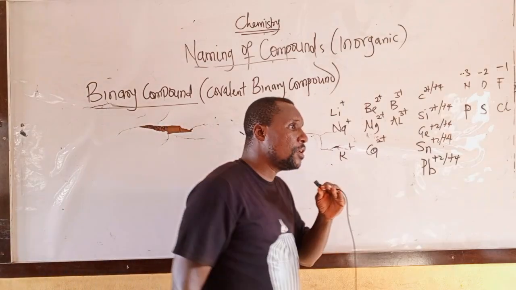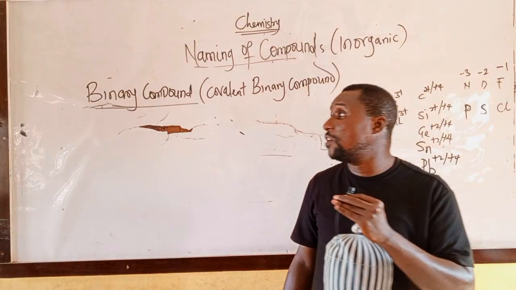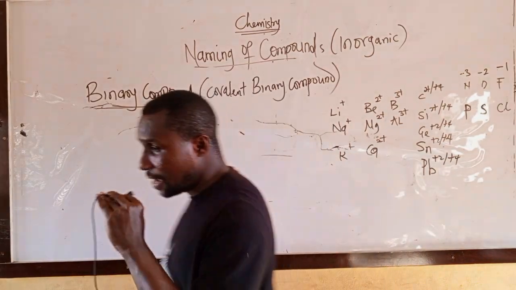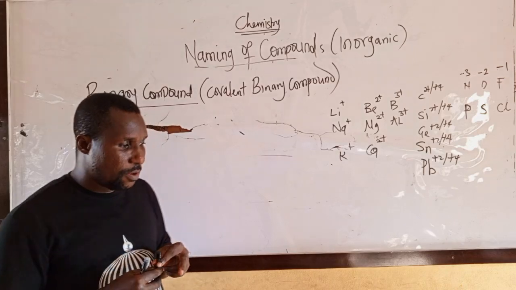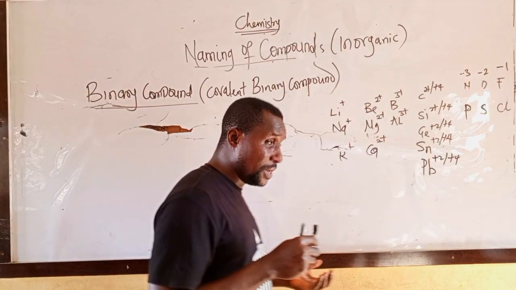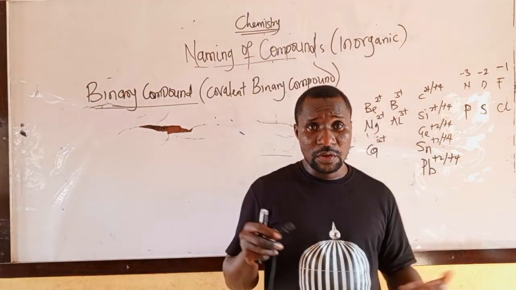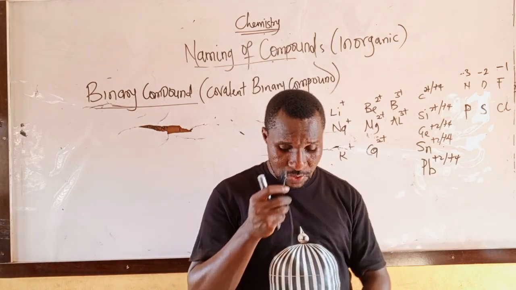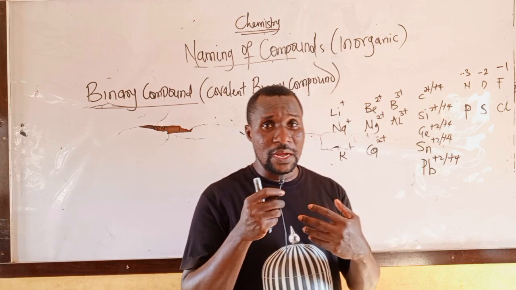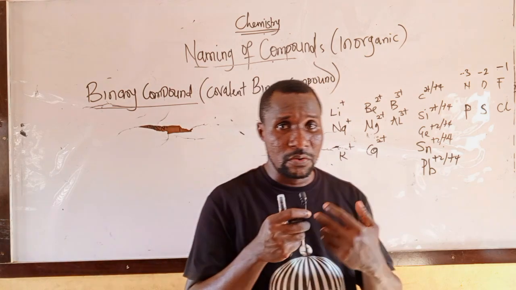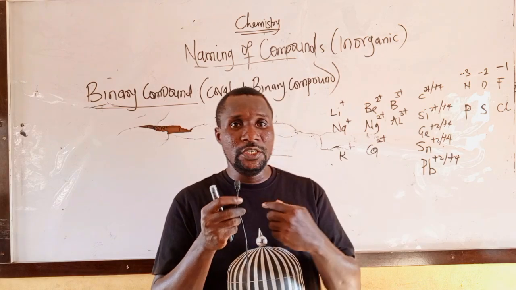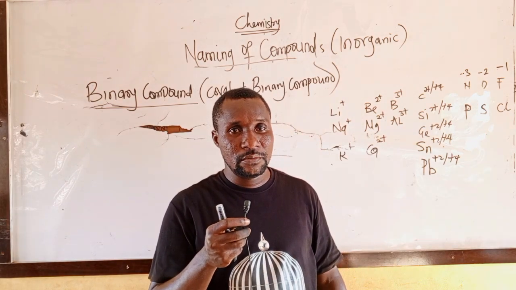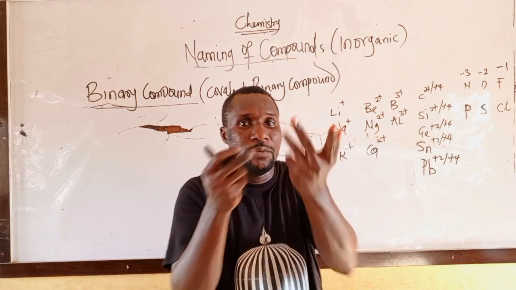Welcome to the third video on how to name compounds. We are still on binary compounds, but this time we are moving toward covalent binary compounds. What is a covalent compound? A covalent compound is when you have non-metals coming together to form a compound. That is a covalent or molecular compound. But this one is for covalent binary compounds, just two non-metals coming together to form a compound.